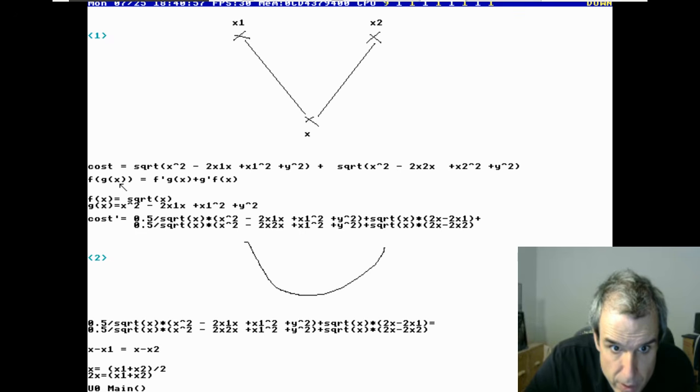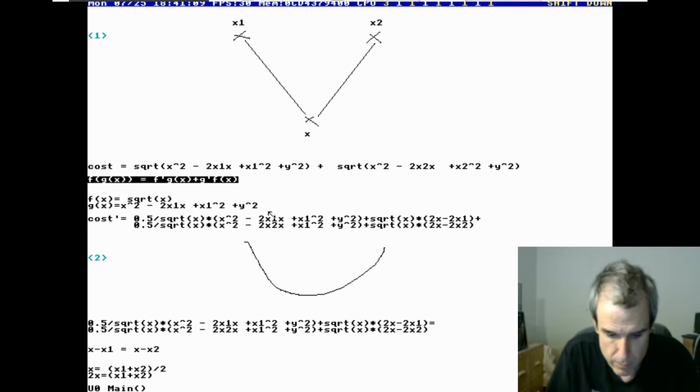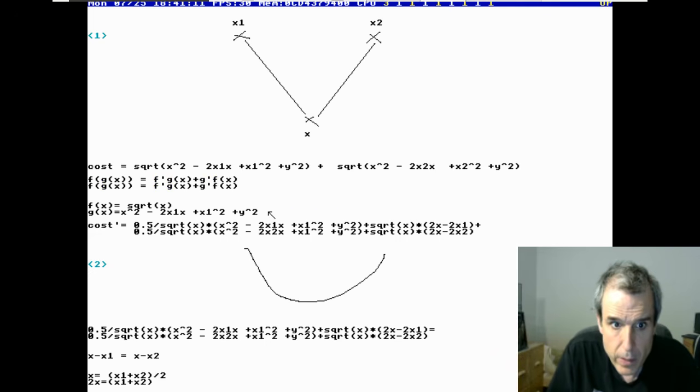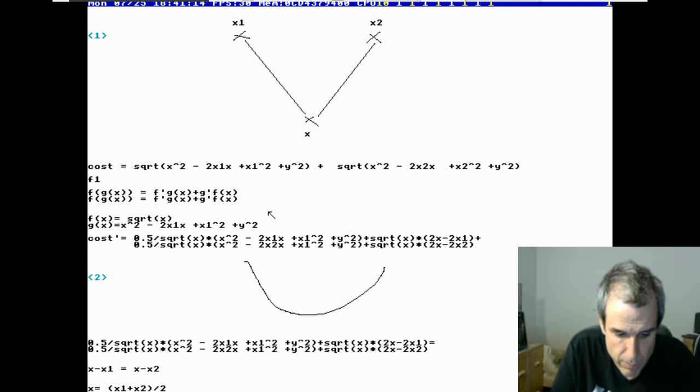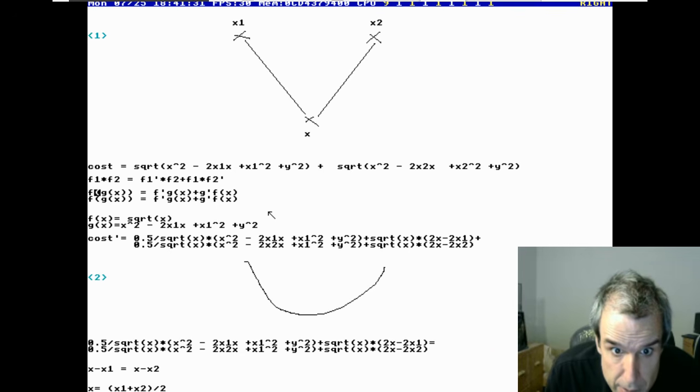F g of x, f prime g of x. Now, is this the composition? No, this is multiplication. I always get those mixed up. Okay, so there's f1 times f2 equals f1 prime times f2 plus f1 f2 prime. Okay, for the composition, I think it's even easier.